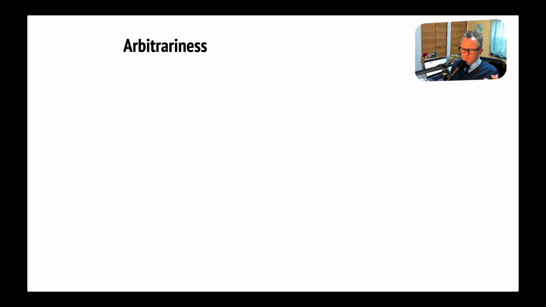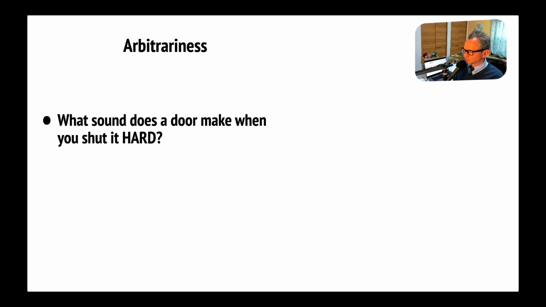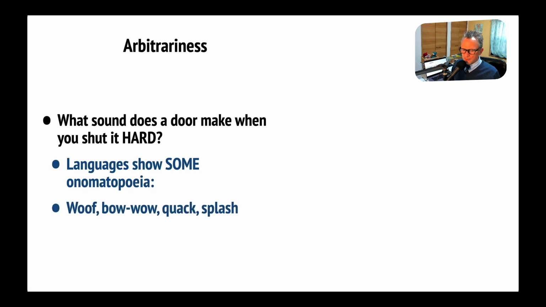So now we do have these examples of words sounding like their meanings. For example, what sound does a door make when you shut it hard? Well, in English, it's slam, right? And we call this onomatopoeia, right? So what does a dog say? It says woof or bow wow, or the verb is bark, so it sounds like it. A duck says quack. The duck is quacking. I heard a duck quack, right? He quacked.